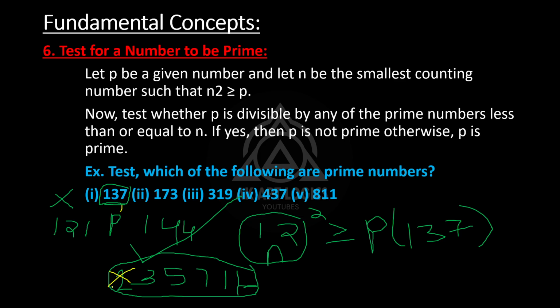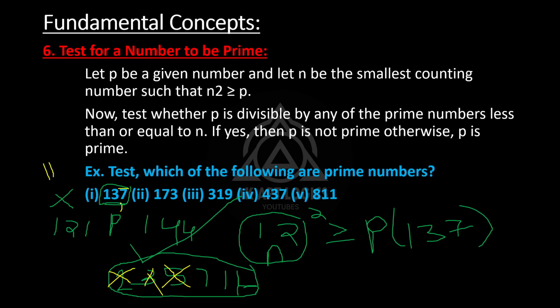Is it divisible by 3? We should add: 1 plus 3 plus 7 is equal to 11, which is not divisible by 3, so 137 is not divisible by 3. Next, 5: in the case of 5, the last digit should be 5 or 0. Here the last digit is 7, so it is not divisible by 5 also.